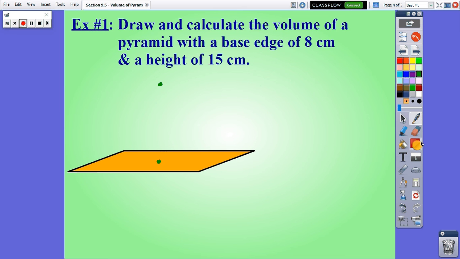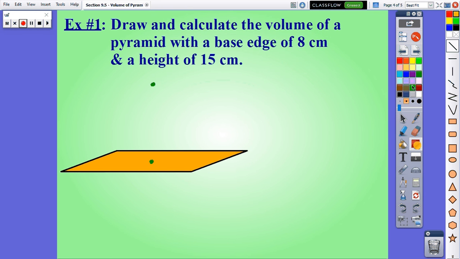And then what you're going to do, and I know I get to cheat here and use straight line tools and everything that you guys don't have, but connect that dot up here to each of the four corners of your parallelogram. And then there's your pyramid.